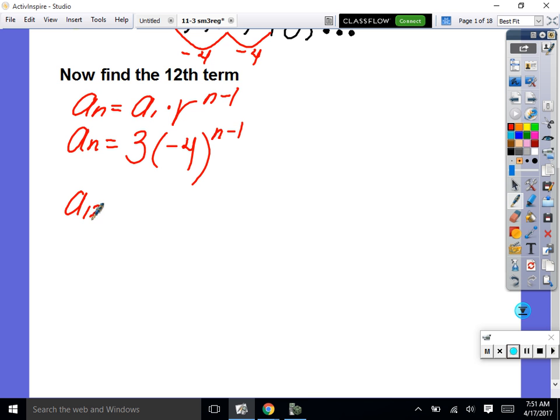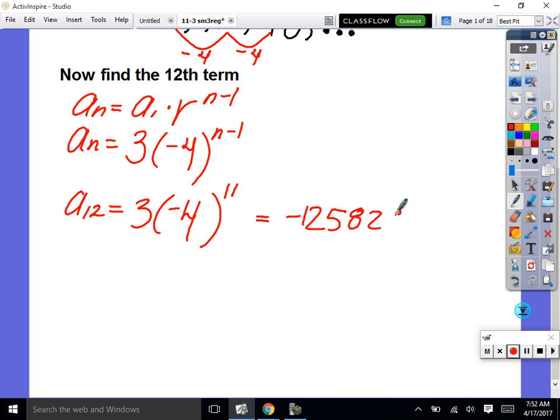So that would be a sub 12 is equal to 3 times -4 to the 12 minus 1, wouldn't it be? Okay, I'm just going to put 11. Now you would type it in, and we get, anyone? -2. All right, any questions? How many of you got both right? A lot of you did. Very good. Awesome job, you guys.